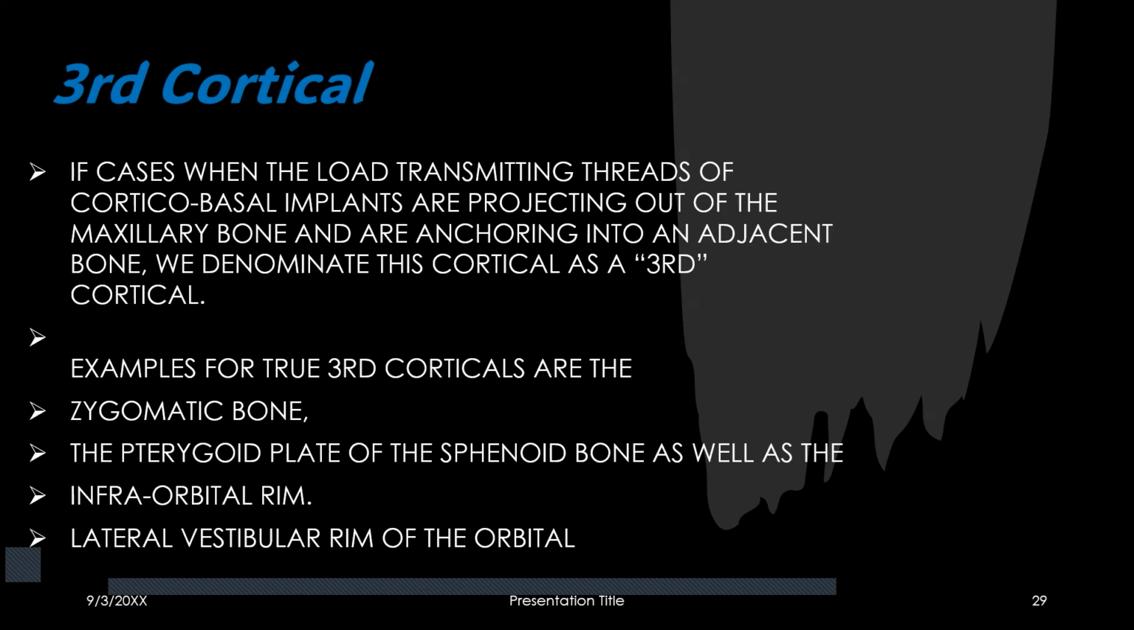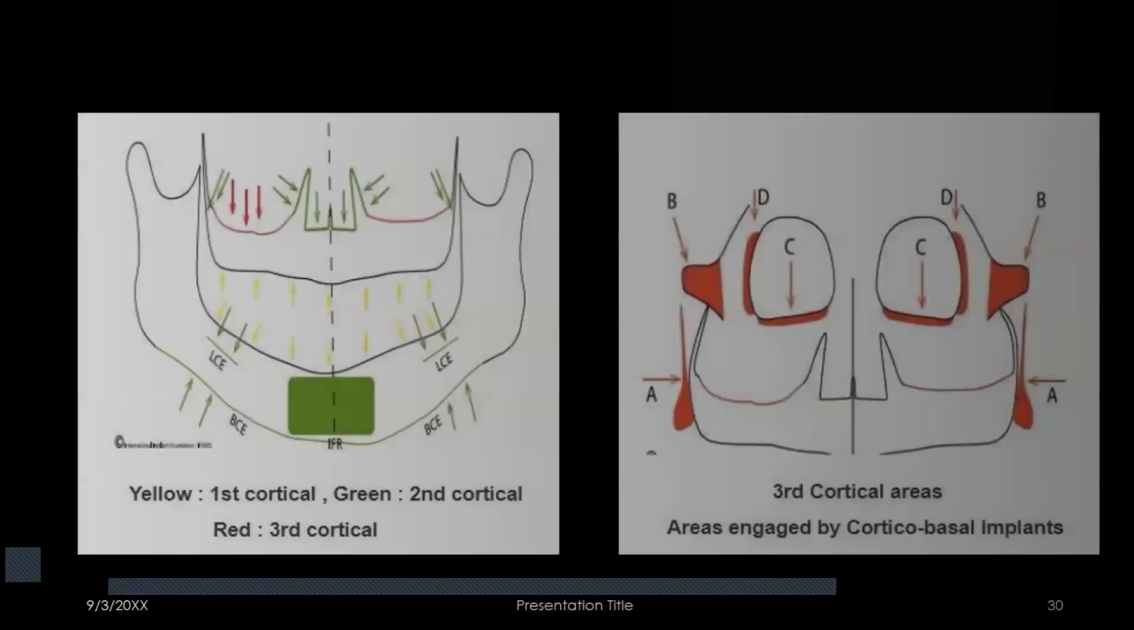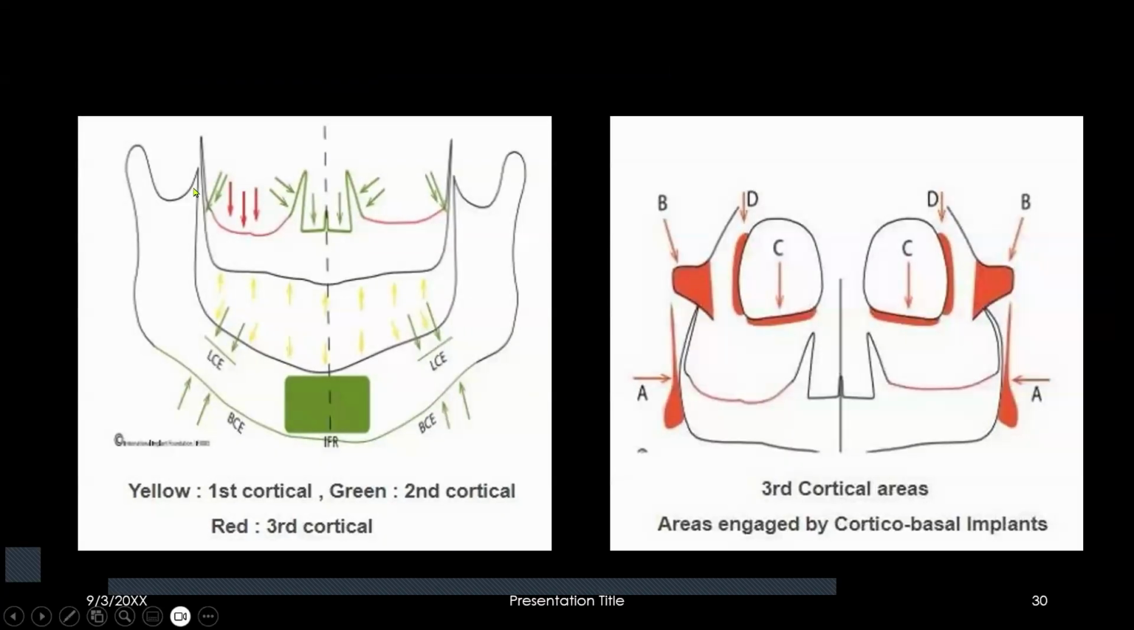For example, if we are placing an implant into the pterygoid, this is the pterygoid. Pterygoid is part of the sphenoid bone. It is not a part of the maxilla, but still we are placing an implant, which is called a pterygoid implant, to place teeth in the mouth. So that is called a third cortical.